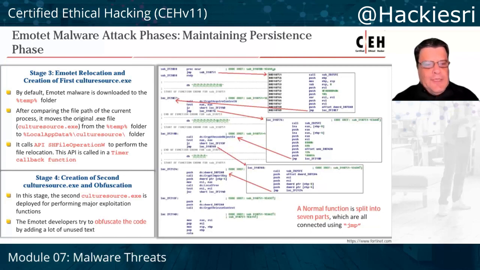Finally, stage 4, creation of a second culture source.exe file takes place and obfuscation proceeds. In this stage, the second culture source.exe is deployed for performing major exploitation functions. The Emotet developers tried to obfuscate the code by adding a lot of unused text. Here on the right, we see a screenshot of what this looks like. As you can see, a normal function splits into 7 parts, which are all connected using the "JMP" command.